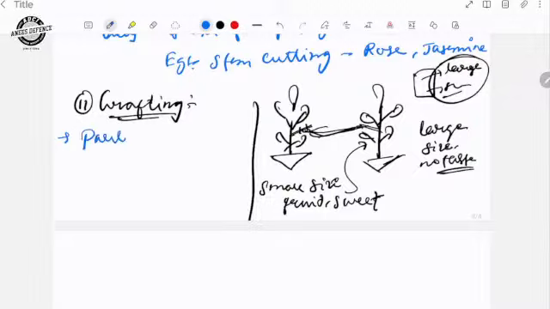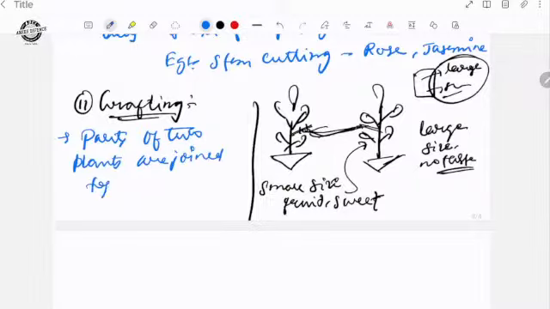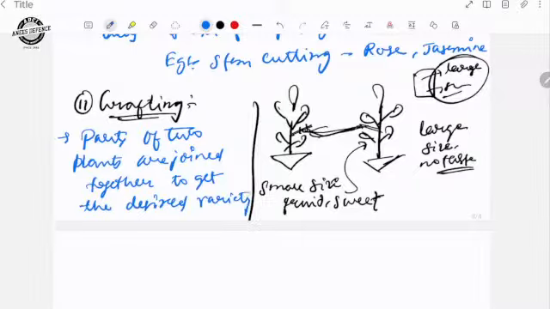Simply we can write here: parts of two plants are joined together to get the desired variety.